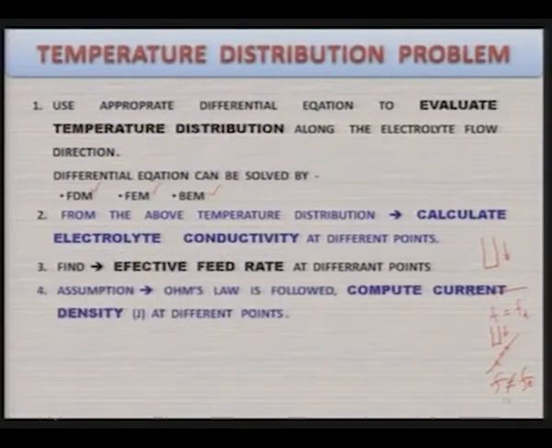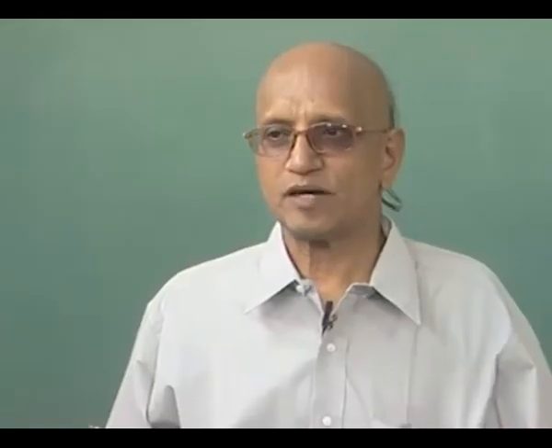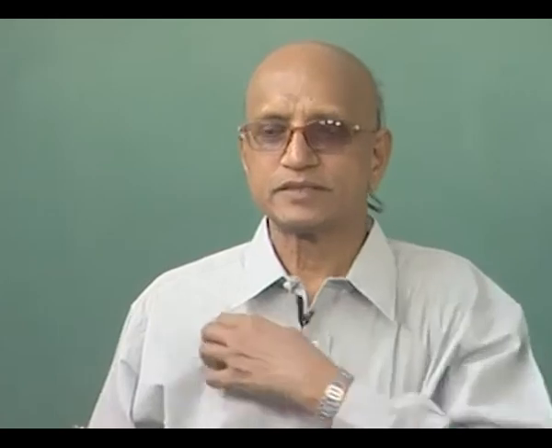Assumption. Now, how to calculate this effective feed rate I have already discussed while discussing the theory of electrochemical machining. Here you are making the assumption that Ohm's law is followed. That means, while computing the current density at different points, you are assuming that the current flow lines are straight and perpendicular to the surface of the workpiece.